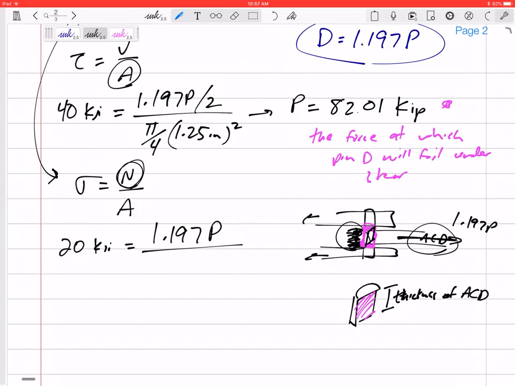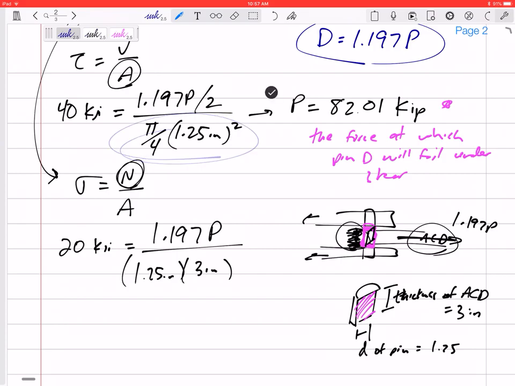Right, that would be the thickness of member ACD, which was 3 inches. It told me in the problem statement this is 3 inches. And then this distance right here would be the diameter of the pin, which is 1.25 inches. So this is 1.25 inches by 3 inches. Up here, the area that shear stress occurs is a circular area of the pin, but right here, the area that bearing stress occurs is the rectangular area if I slice the pin in half of this middle section where it might be crushed.